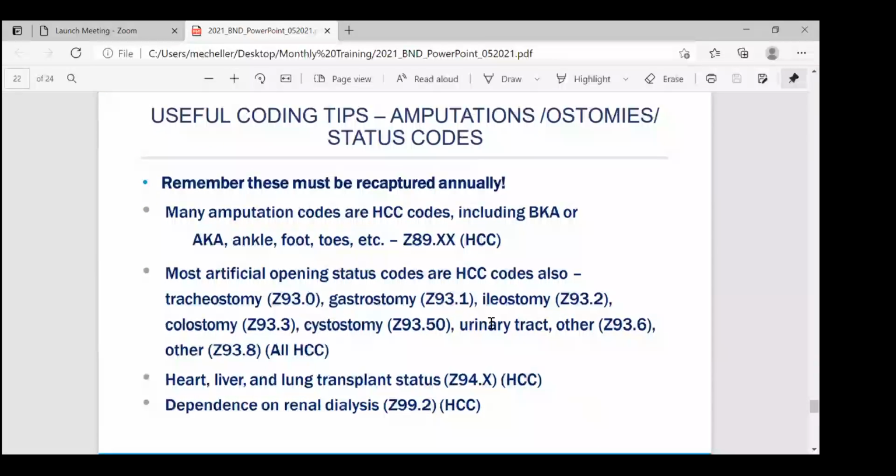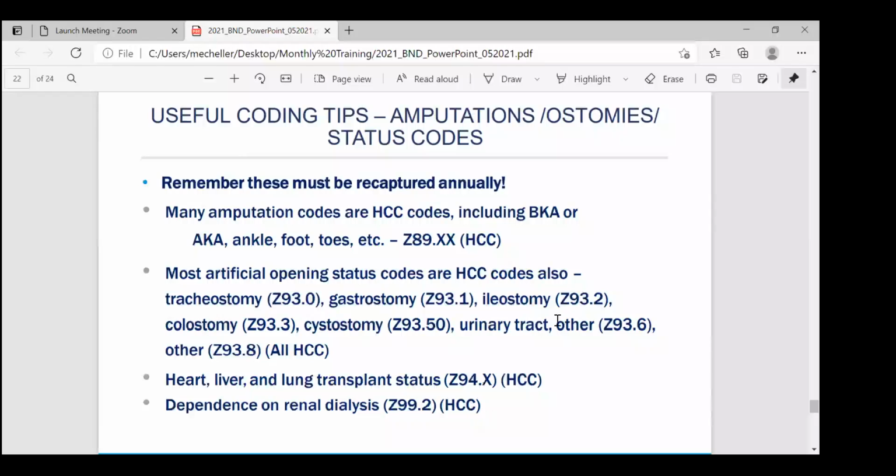Amputations and ostomy status codes. I just like to keep this in here because we always find members that have amputations from prior years. So the acronyms here: AKA, above the knee, and BKA, below the knee amputation. Just remember that we want to document the amputee once a year. We also want to make sure that if there are any status codes, such as trach, gastro, or colostomy, these codes will risk adjust.